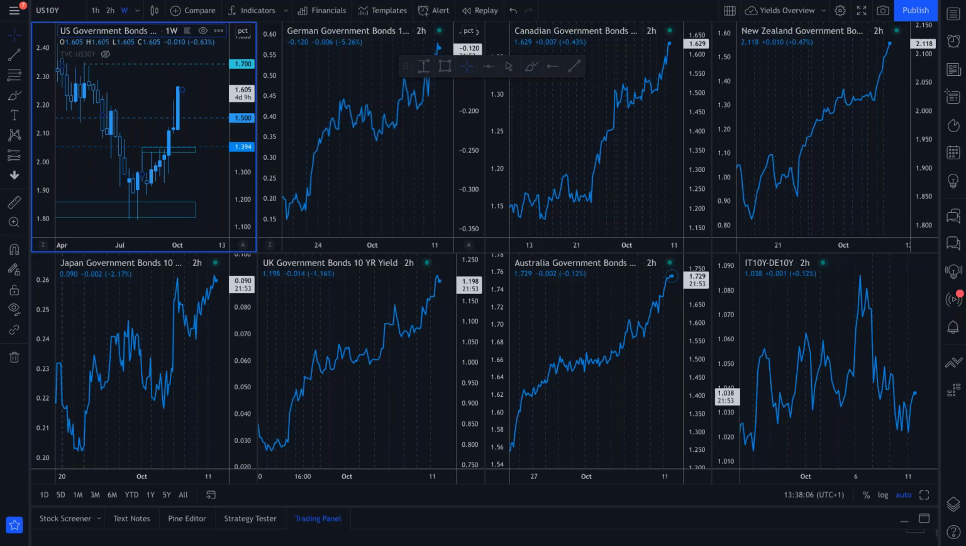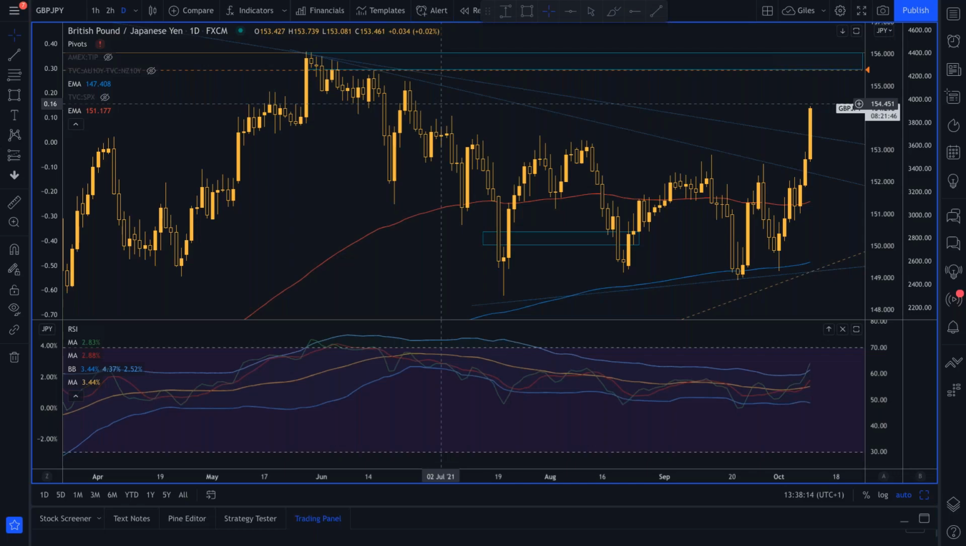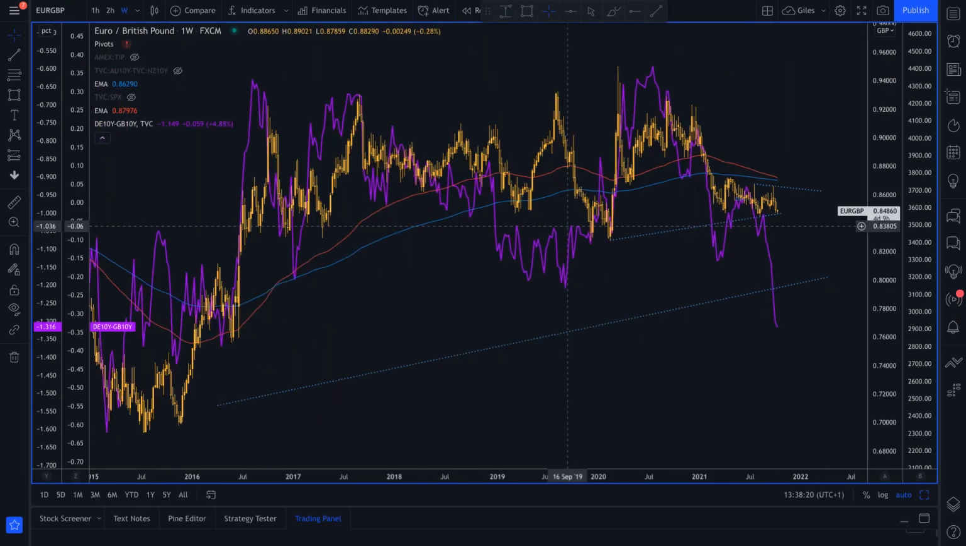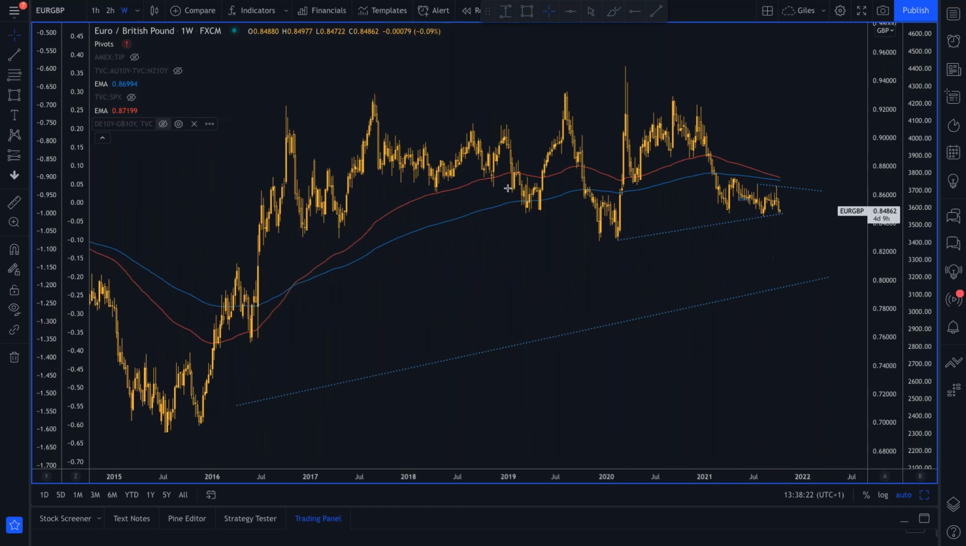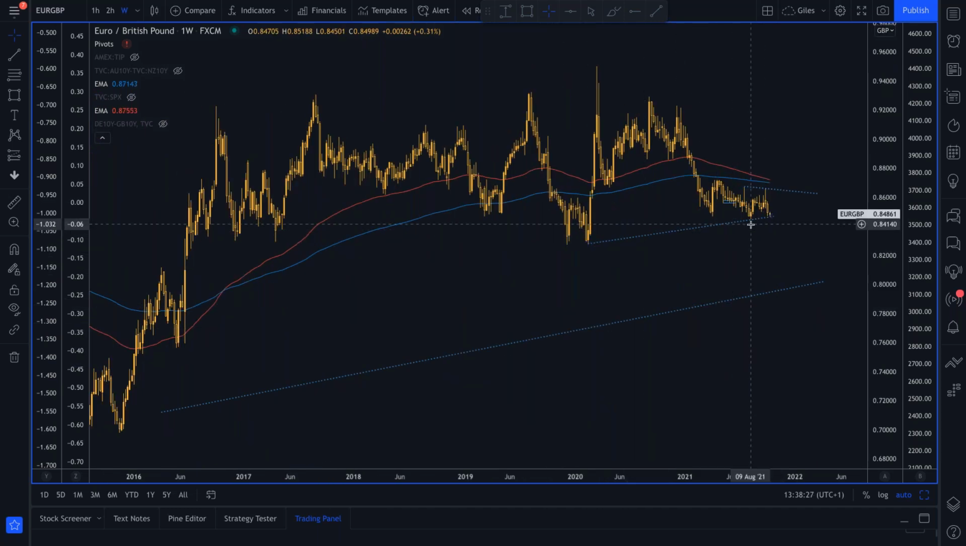Now, one pair that is very interesting, and I'll show you a little trick, is the euro pound. I've been looking at the euro pound pair as a potential short, and I do like that. If you look at the euro pound, you can see euro pound is testing that trend line to the downside.